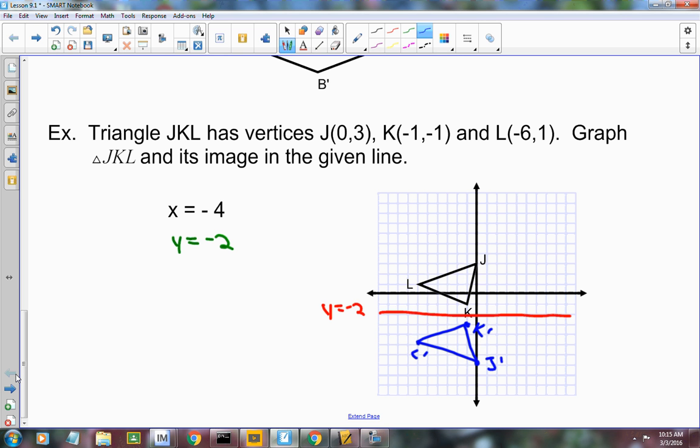And it's important to graph the pre-image and the image. That way you can compare, and if it looks like it gets distorted, then you've made a mistake, okay? Because it should preserve its congruency. All right.